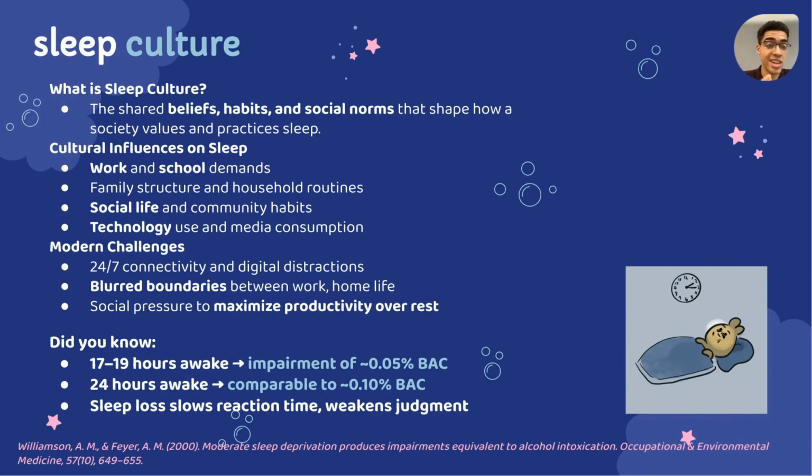Did you know that 17 to 19 hours of sleep deprivation can actually be equivalent to a 0.05 blood alcohol content? And for 24-hour sessions, that can be even as high as 0.1%. So to pretty much summarize here, sleep can have a heavy impact on reaction time and judgment to the point where it can be comparable to drinking. And that can be incredibly dangerous, especially for workers, drivers, etc.